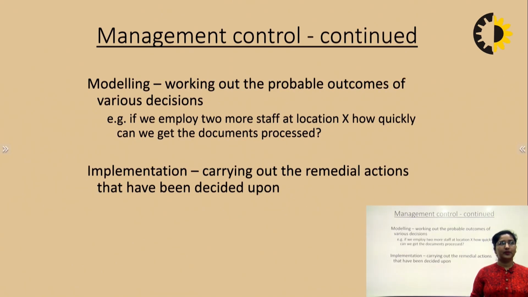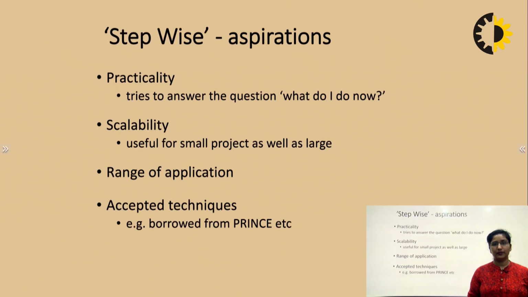For management control, we have process modeling. It is working out the probable outcomes of various decisions. Like if we employ two or more staff at location X, how quickly can we get the documents processed? This is the modeling. Implementation is carrying out the remedial actions that have been decided upon.